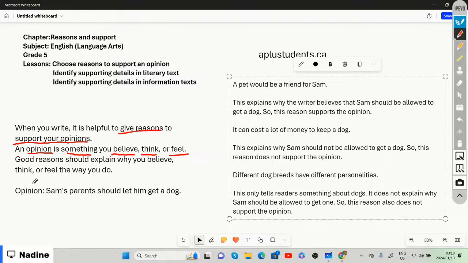Because, firstly, if we look at, for example, a dog, right? A dog is a pet. And when it comes to having a pet, usually pets are very friendly. So, which means that the fact that Sam's parents should let him get a dog, then you need to give reasons as to why he needs to get a dog. One of it being that a pet would be a friend of Sam. Maybe he doesn't have many friends. And this explains why the writer believes that Sam should be allowed to get a dog. So the reason supports their opinion.